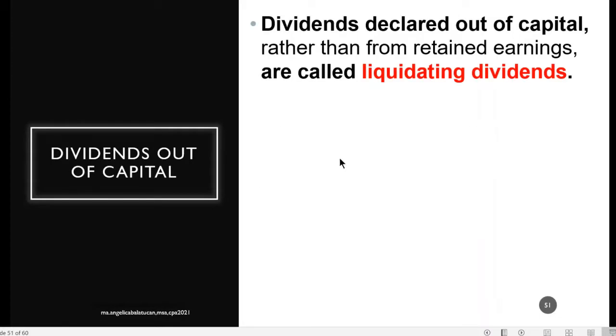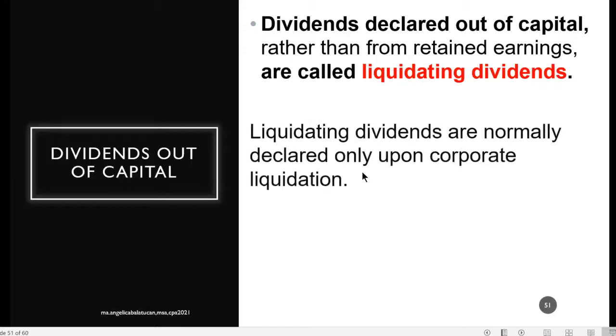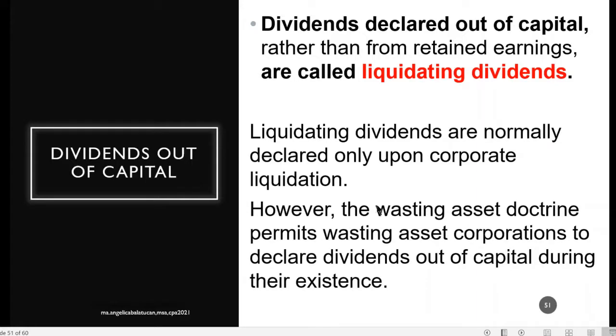Then, if the dividends are declared out of capital rather than from retained earnings, they are called liquidating dividends. And liquidating dividends are normally declared only upon corporate liquidation. However, the wasting asset doctrine permits wasting asset corporations to declare dividends out of capital during their existence.